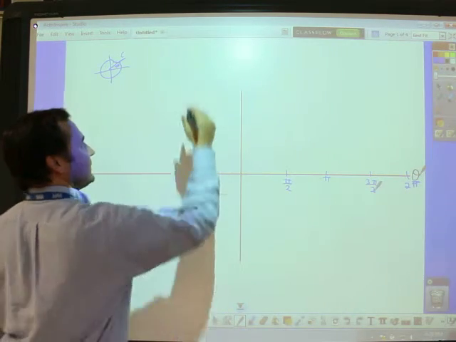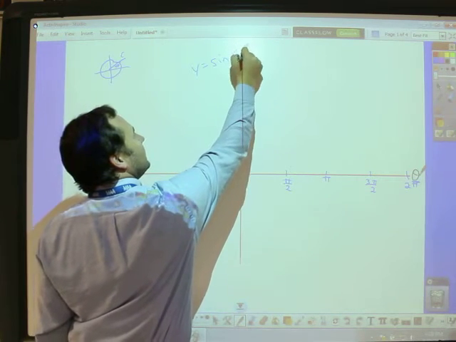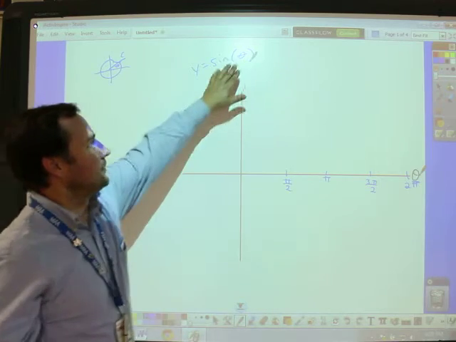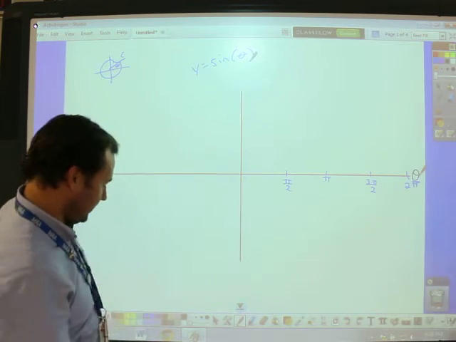So I'm going to look at the sine, where y is the sine of theta. Theta is my input, y will be my output.